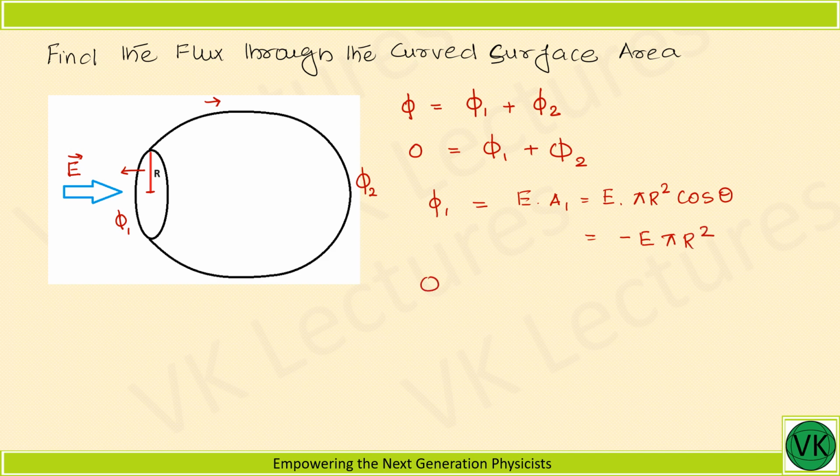Now what is phi 2? From this equation, phi 2 equals minus phi 1, because the total flux is 0. Phi 1 we already have as minus E pi R square, so phi 2 is equal to minus of minus E pi capital R square, that is equal to E pi capital R squared. So this is the flux through the curved surface area.